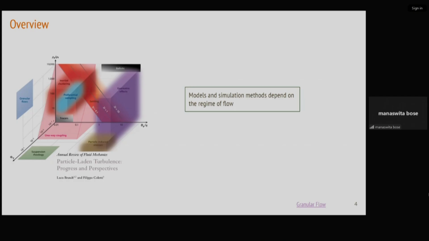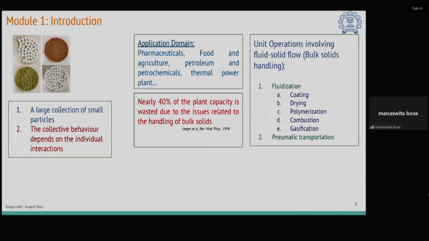Now let us start with the next one, which is granular flow. Granular flow, if we formally define, is a large collection of small particles. And what do we get to see here on this left side picture? We have green moong, we have ragi, and we have tablets. In a sense, all of them are granular flow, and tablets are made of very fine powders, so even they are granular. Okay, so in one simple phrase, granular flow is a large collection of small particles.